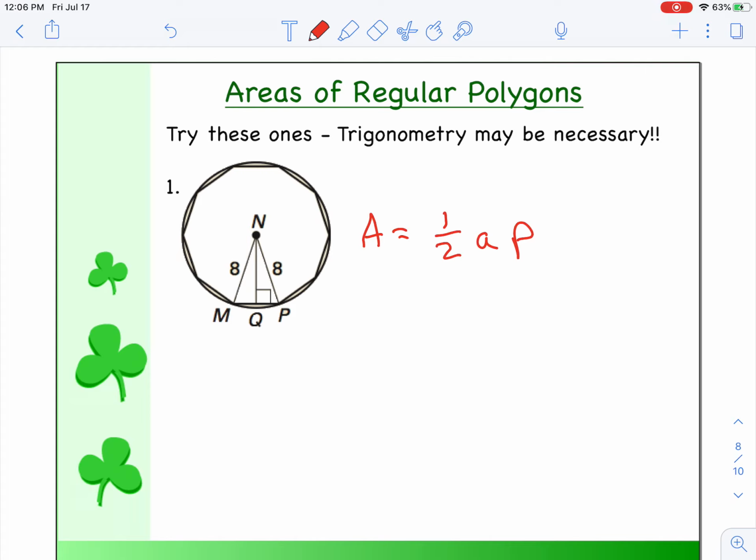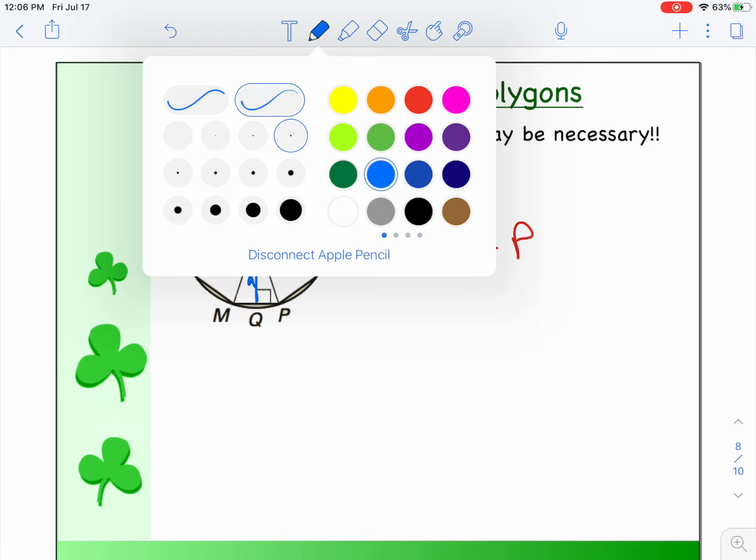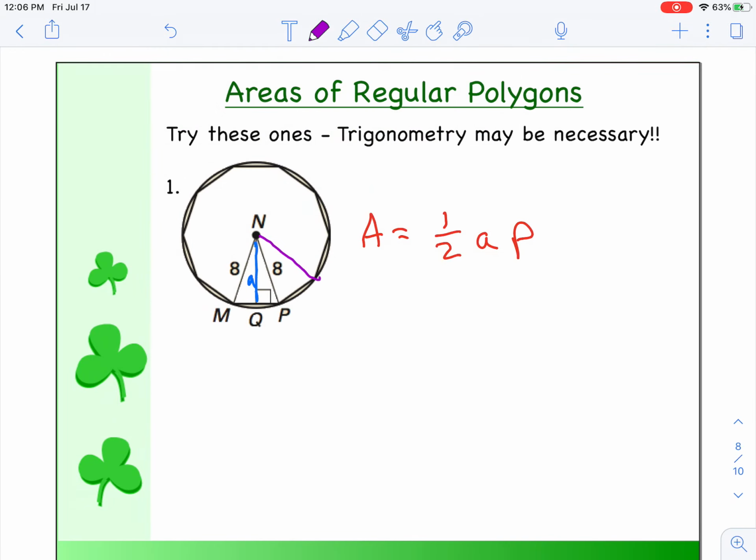So again, my formula is area equals 1/2 the apothem times the perimeter. Do I know any of those things? No. So what I need to be able to find here is this apothem.